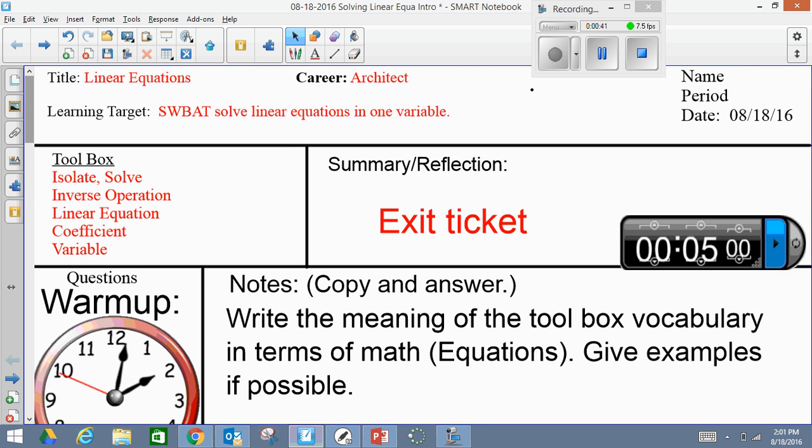Okay, so what we did today was go over everything on this slide. The linear equations title is going to stay for a couple of weeks, so you don't have to write it every single day on your notes. I expect this to be done in your notebooks, which means your binder. If you have a notebook, that's fine with me.